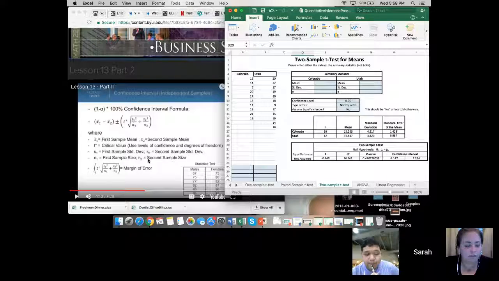And so for T, it says use the confidence levels and degrees of freedom. For T, it's telling you to use two different numbers. How do you do that?